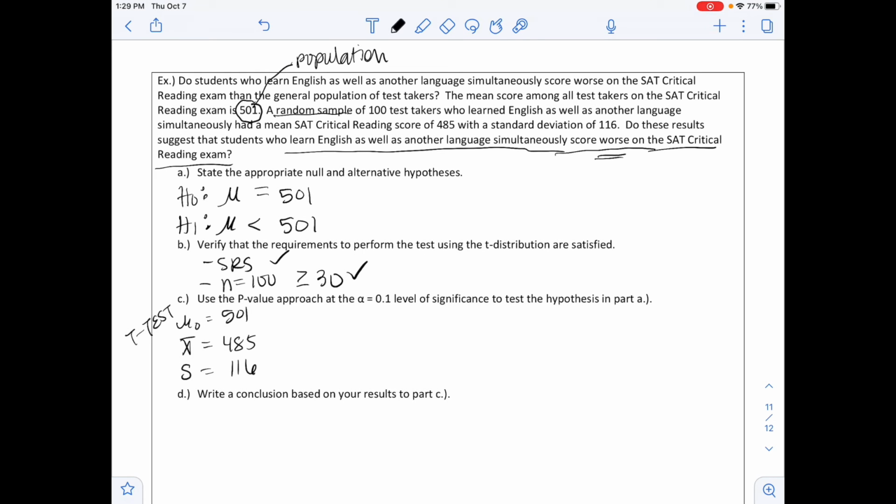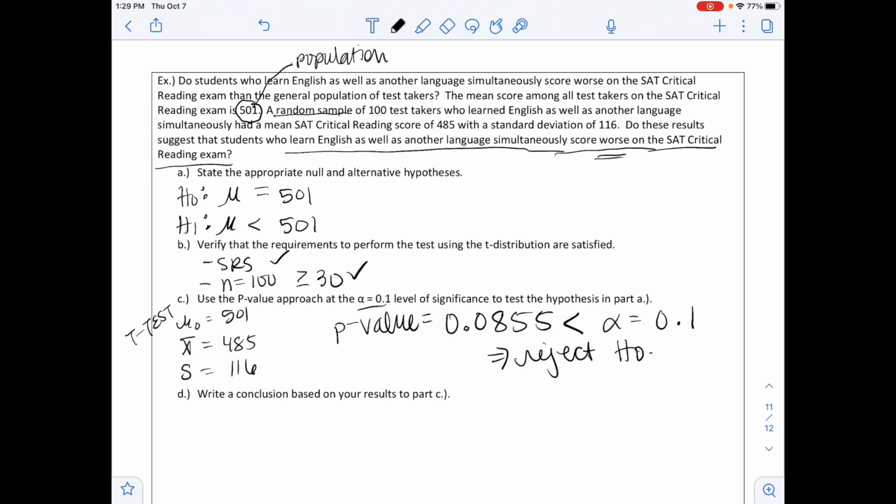So from the calculator, we get a p-value equal to 0.0855, and we need to compare this to alpha, and alpha was given to us as 0.1, and so our p-value is less than alpha, and so this means we are going to reject H0.